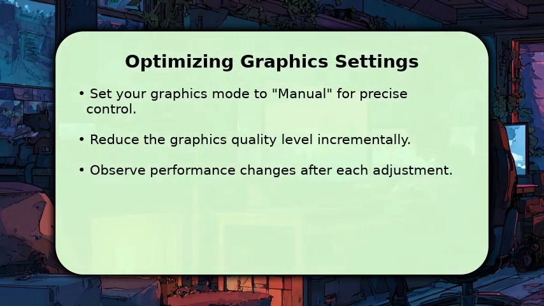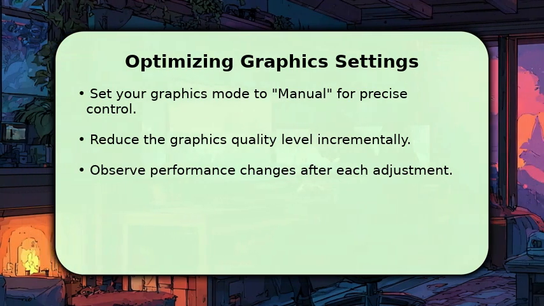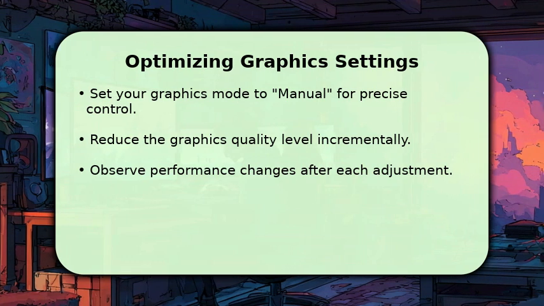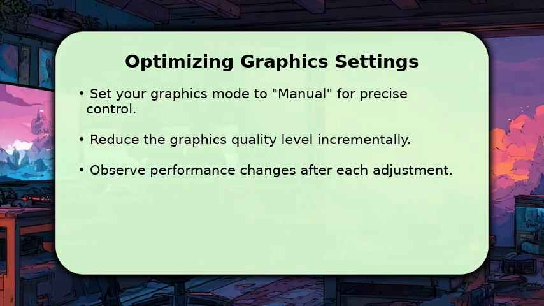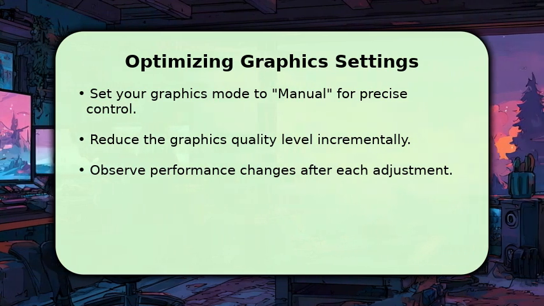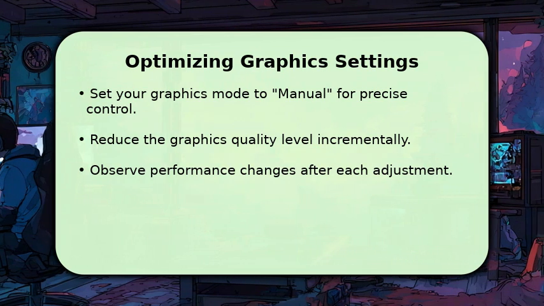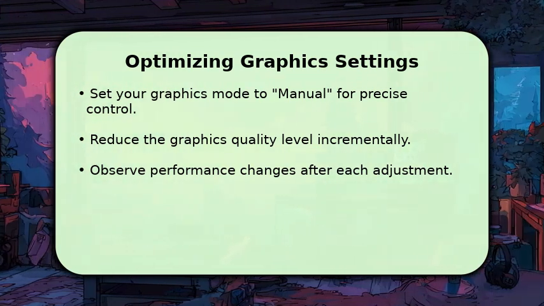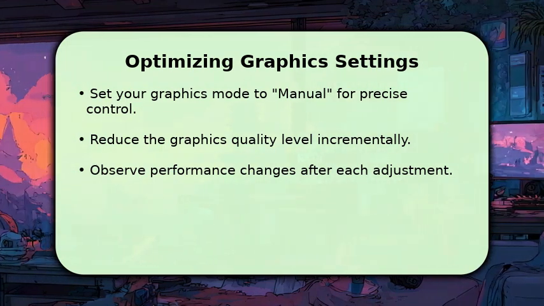Now, let's dive deeper into optimizing your graphics. Within the graphics settings, ensure your graphics mode is set to manual rather than automatic. This gives you full control. Then, gradually lower the graphics quality slider. Start by moving it down by 1 or 2 notches. If the bug persists, try reducing it further, perhaps to level 1 or 2, especially if you're on an older computer. This step is often the most effective way to eliminate visual issues.